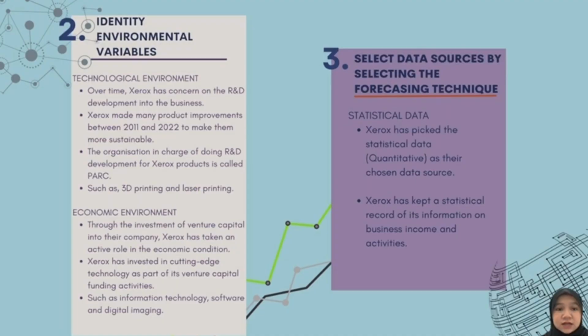Second step is identify environmental variables. There are 2 environments that Xerox needed, which are the technological environment and the economic environment. In the technological environment, over time, Xerox has had concern for R&D development in the business. Xerox made many product improvements between 2011 and 2022 to make them more sustainable.